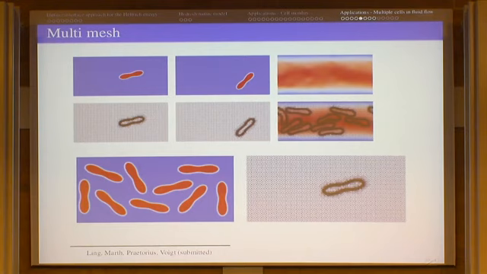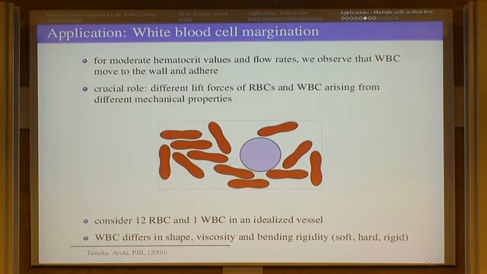So this was the approach, and we wanted to apply this to a problem in biology called white blood cell margination. The idea of white blood cell margination is that for moderate hematocrit values, which means the amount of red blood cells in the fluid, we observe that the white blood cell moves towards the wall, adheres, and then moves through the wall into the tissue.